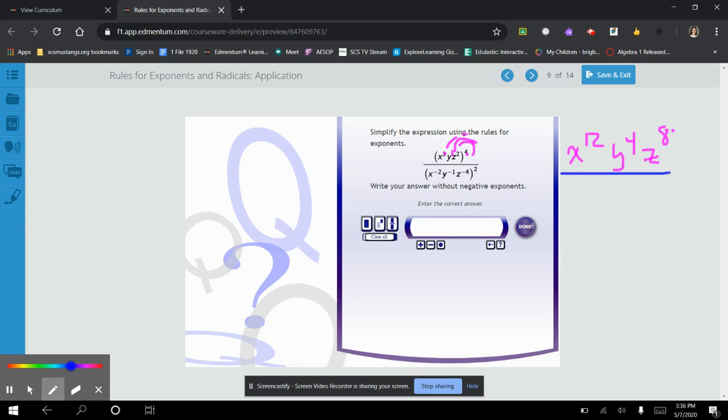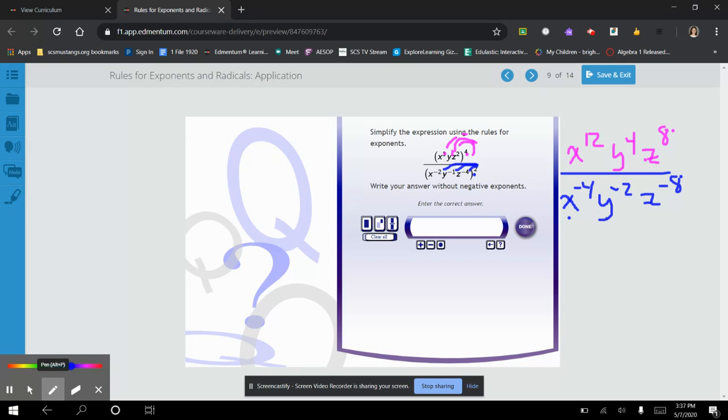Divided by, and then I'm going to do the same thing for the denominator. I'm going to distribute that exponent of 2 to all the exponents in the parentheses there. So x to the -2 times 2 is going to be x to the -4th, y to the -2nd, and then z to the -4 times 2 is going to be z to the -8th. So at this point, there's a couple different ways that you could go about simplifying this. You could go ahead and move all of these variables up to the numerator and then worry about simplifying them from there.